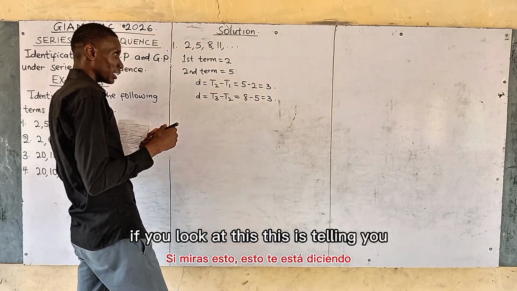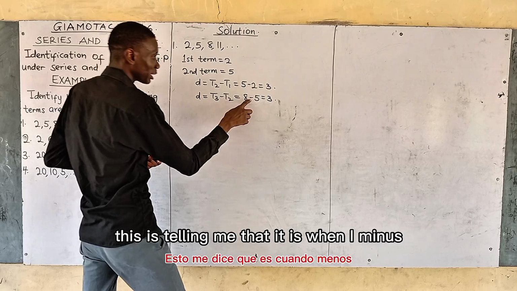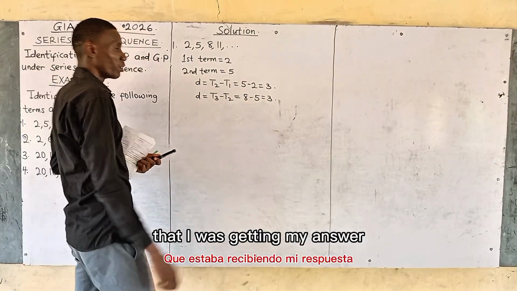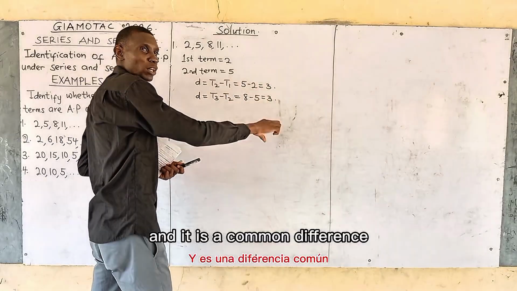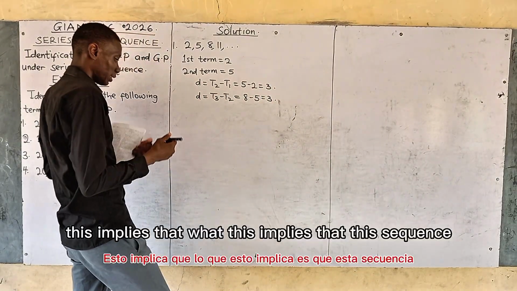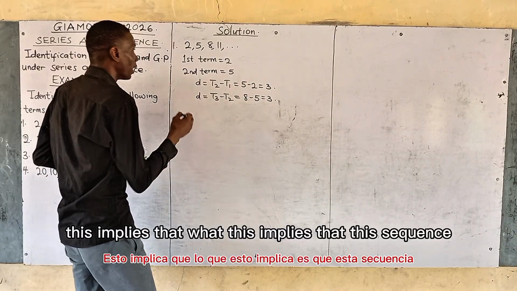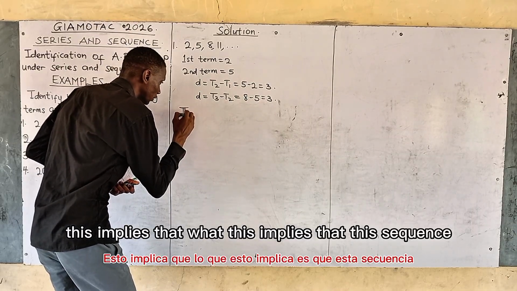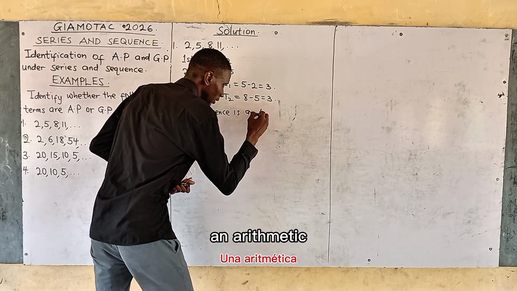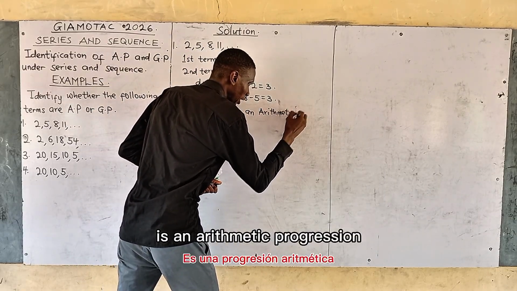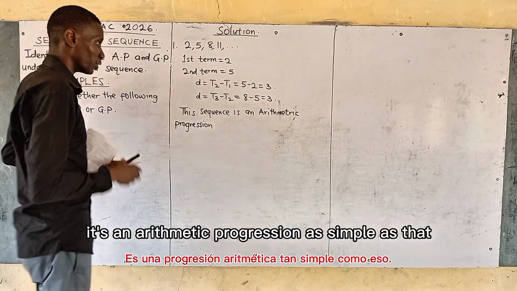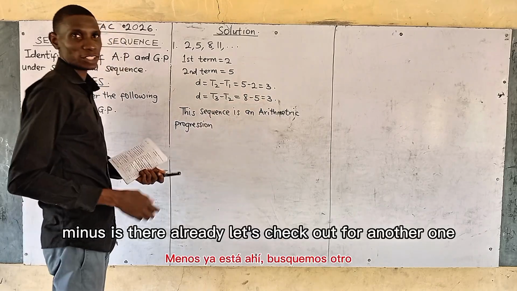3. If you look at this, this is telling me that it is when I subtract that I get my answer. And it is a common difference. You can see 3, that's a common difference. This implies that this sequence is an arithmetic progression. As simple as that. Minus is there already.